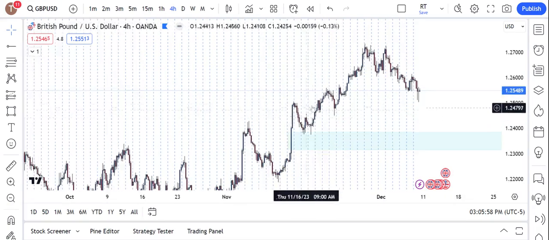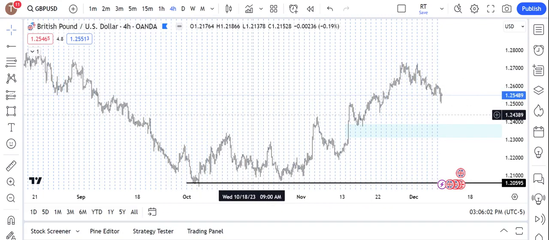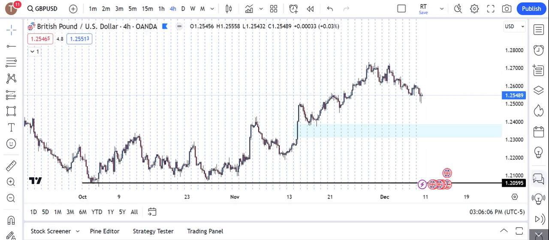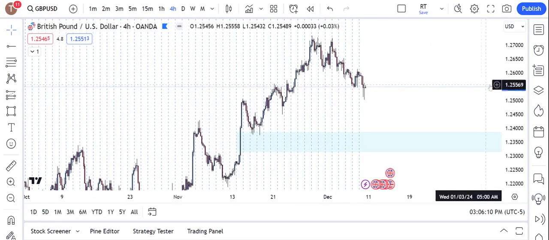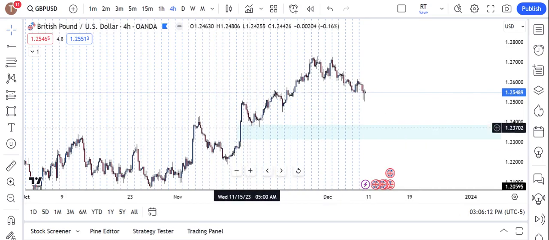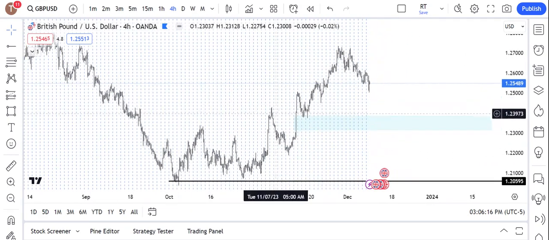Now from here, I'm going to pause. I do see that I would like for price to continue to buy, but there's a lot of liquidity here that price needs to come back, balance price out. And in order to balance price out, I would like for it to come in this area.